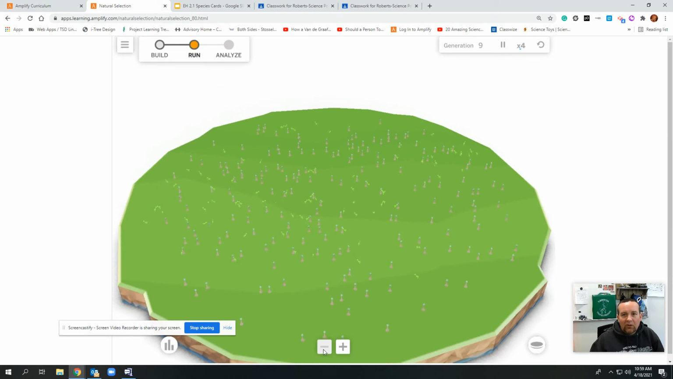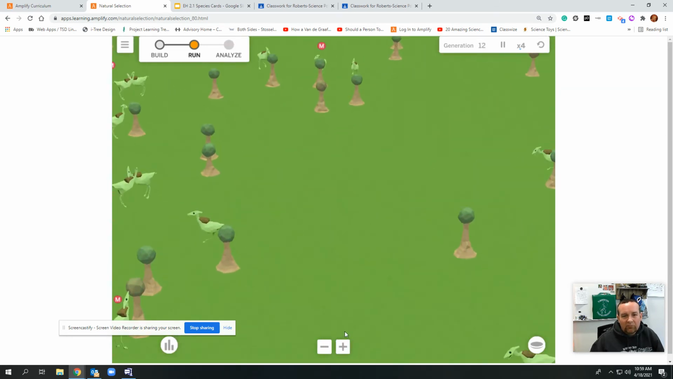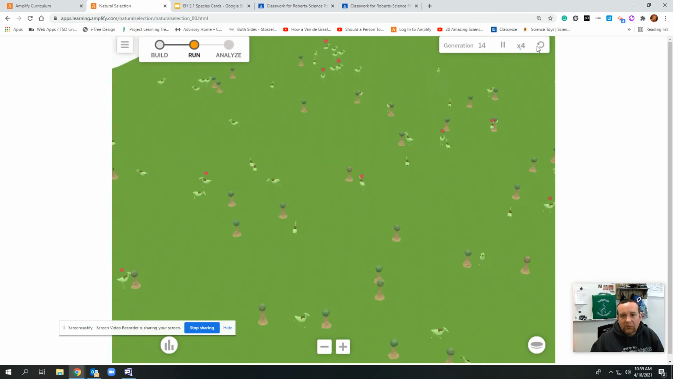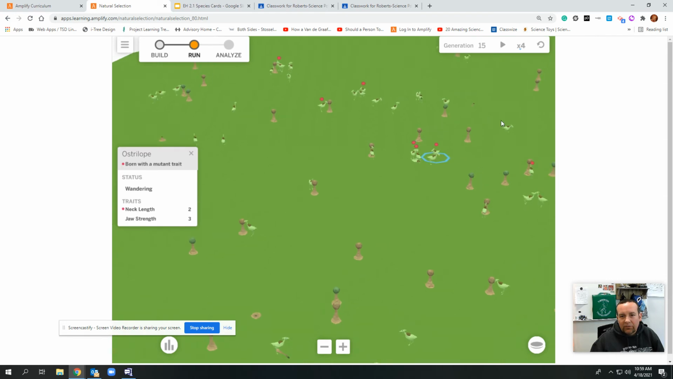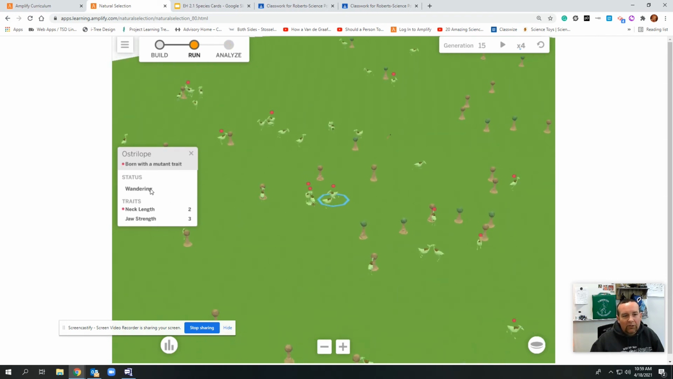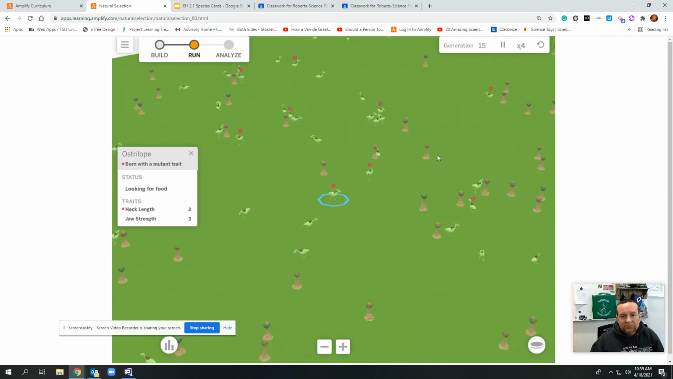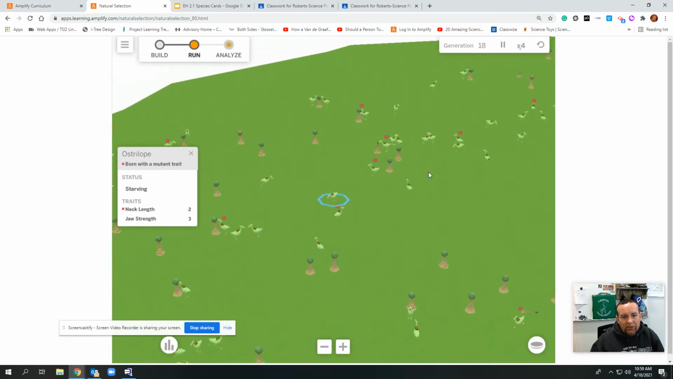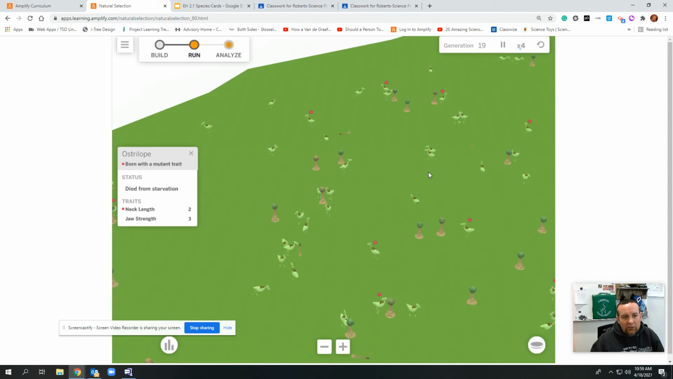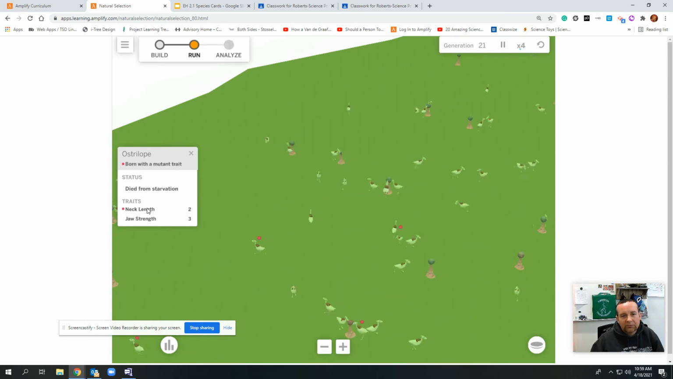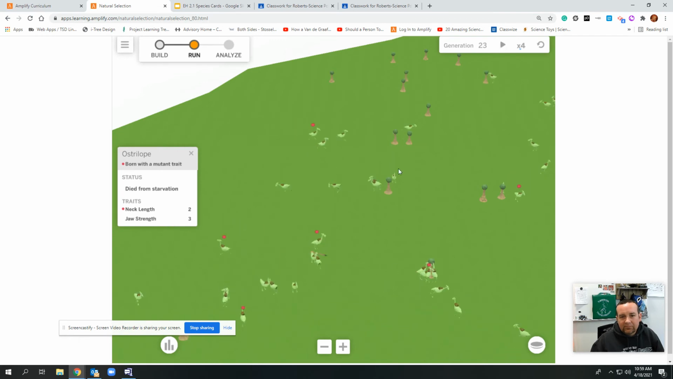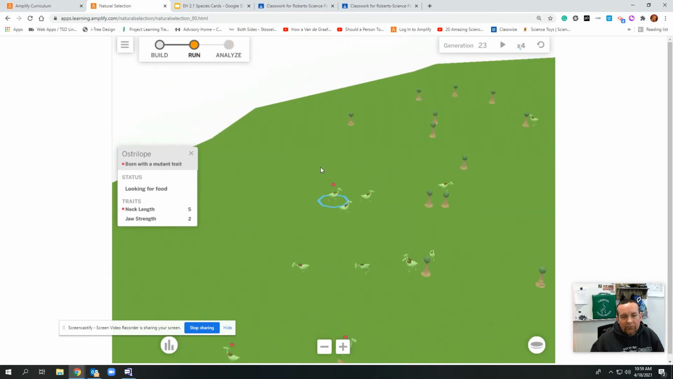You can watch them all go like this. You can zoom in. Kind of scroll around. Sometimes it's kind of fun just to find one. This one's just wandering. Oh, he's starving. So I got that short little neck. Died from starvation. Looking good for those short neck critters.